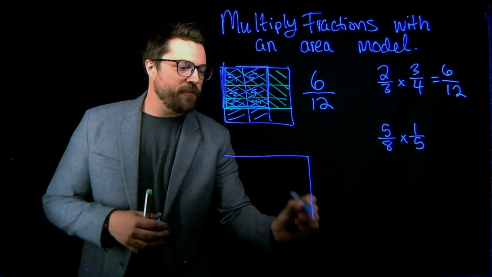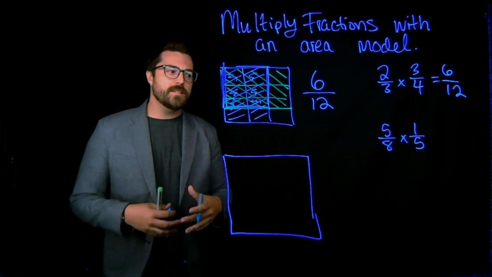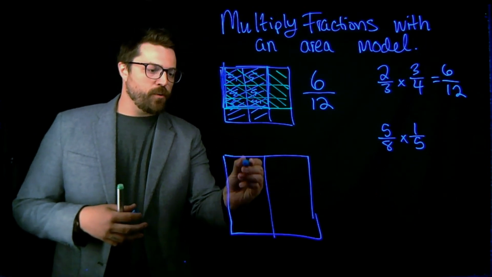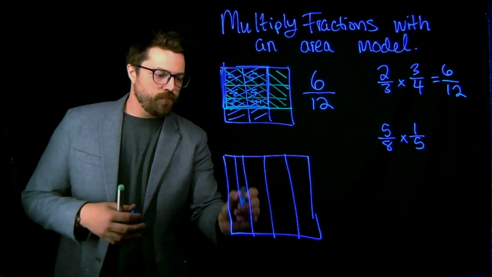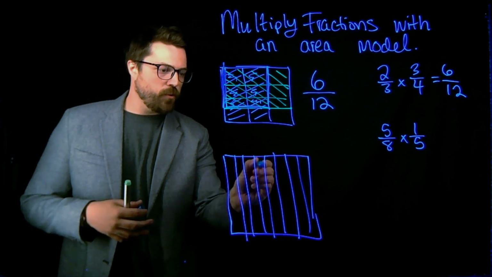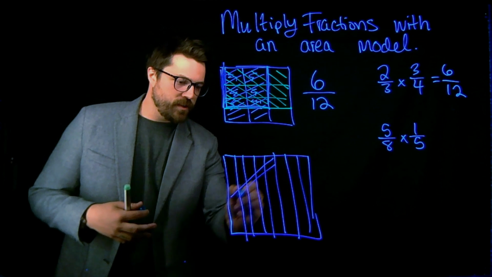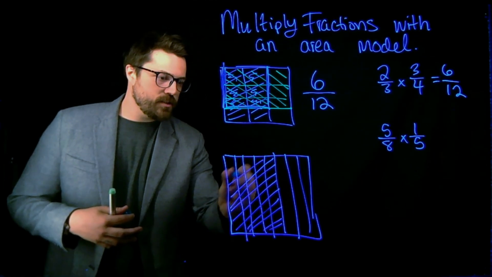I'm going to find 5/8 times 1/5. And again, I'm going to think, what is 1/5 of 5/8? So I'm going to start by representing 5/8. I'm going to break this into eighths: 1, 2, 3, 4, 5, 6, 7, 8. And I need 5 of them. So that goes over to this mark here. So here's my 5/8.